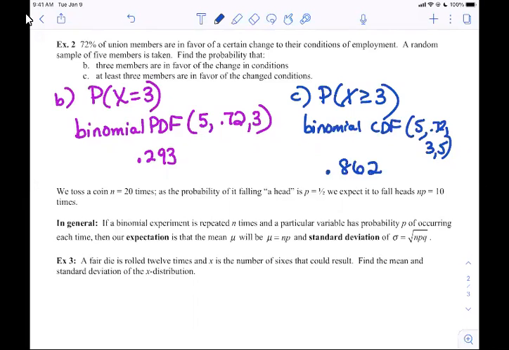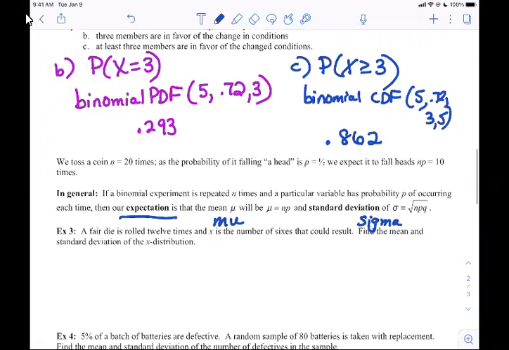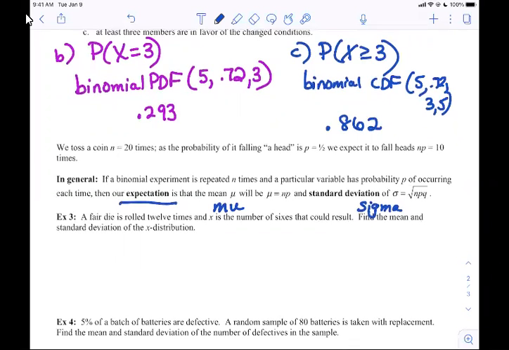In general, if a binomial experiment is repeated N times and a particular variable has a probability of P of occurring each time, then our expectation is that the mean, which is the Greek letter mu, is N times P. The standard deviation, that's the lowercase sigma, would equal the square root of N times P times Q. So I'm going to do example 3, then give you a moment to do example 4.